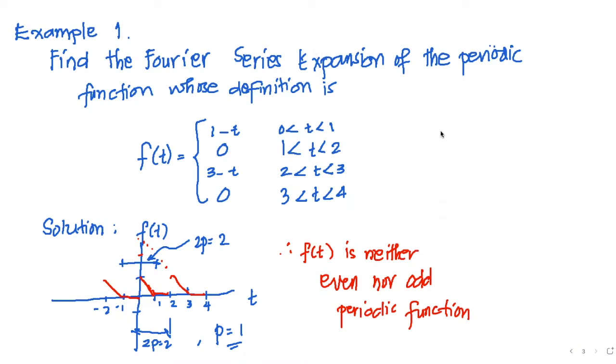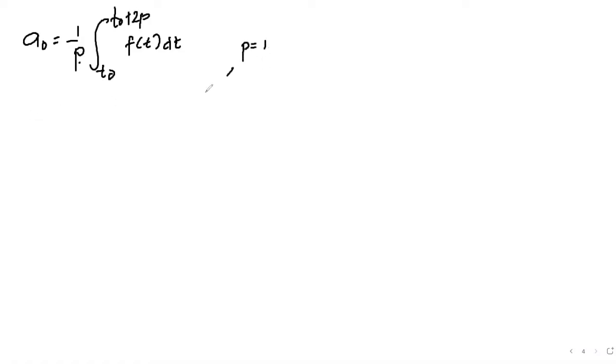So in this case, we are to utilize the formulas for finding a sub 0, a sub n, and b sub n. So for a sub 0, we use 1 over p times the integral of f of t dt with limits from 0 to 2p, or t sub 0 to t sub 0 plus 2p. In our given, p is equal to 1 and 2p is equal to 2. So we plug in the formula 1 over 1 times the integral of f of t dt with limits from 0 to 2.